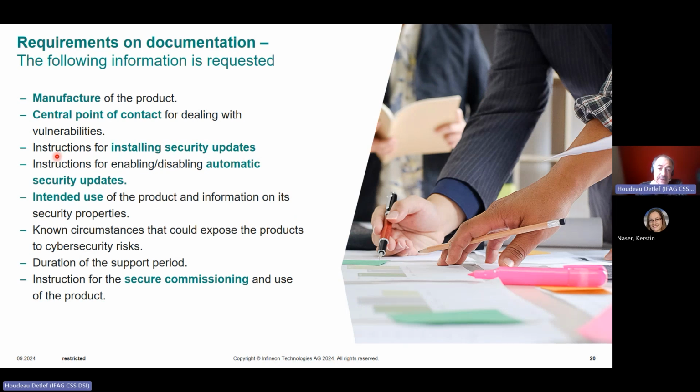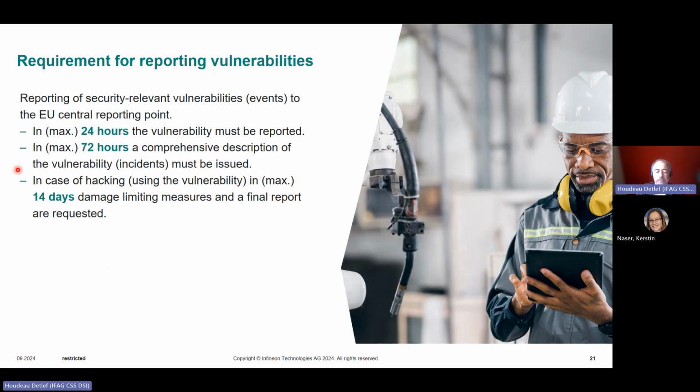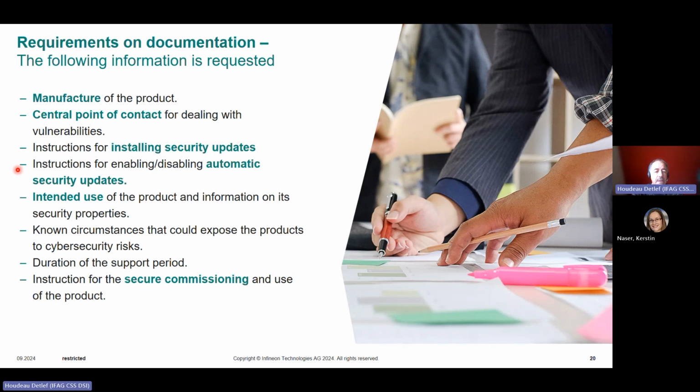What are the requirements on documentation? In the documentation, you need the information of the manufacturer of the product, a clear, central point of contact for dealing with vulnerabilities in the company, instructions for installing security updates, instructions for disabling automatic security updates, intended use of the product and information on its security properties, known circumstances that could expose the products to cybersecurity risk, duration of the support period, and instructions for the secure commissioning and use of the products. These are the requirements on the documentation.